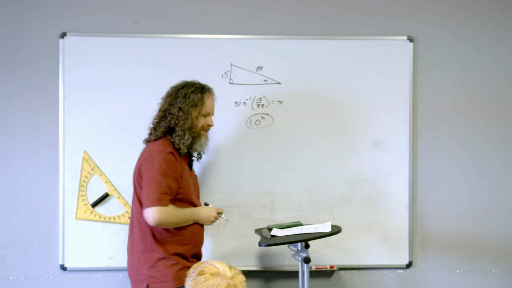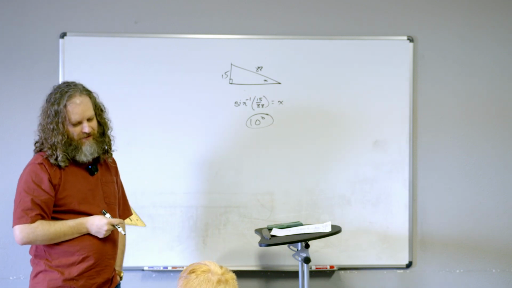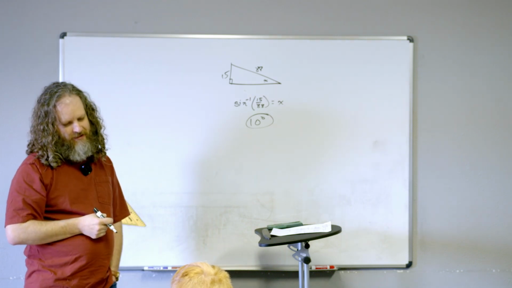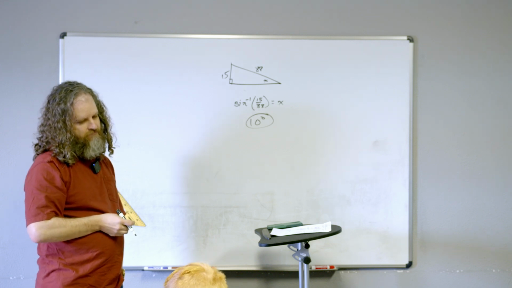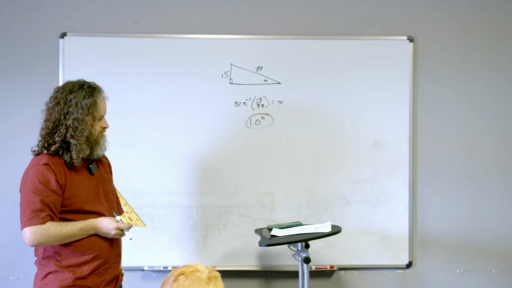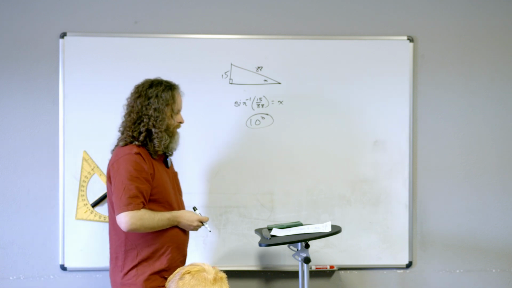Nearest degree. So yeah, that probably was a calculator error, because I did that right. I even had the inverse sine, and it just didn't come out right. Or I put it in wrong. Maybe I didn't put inverse sine.